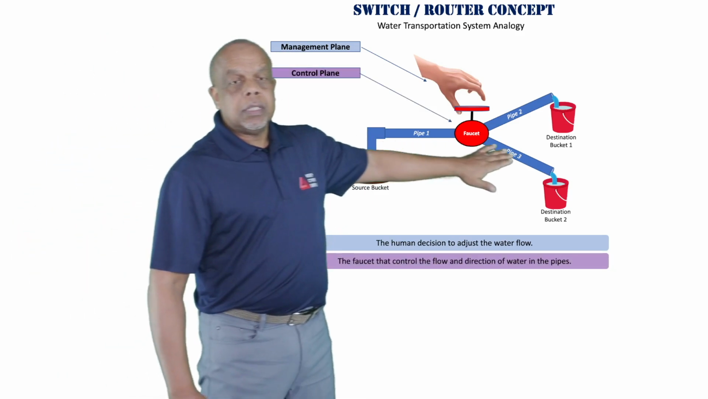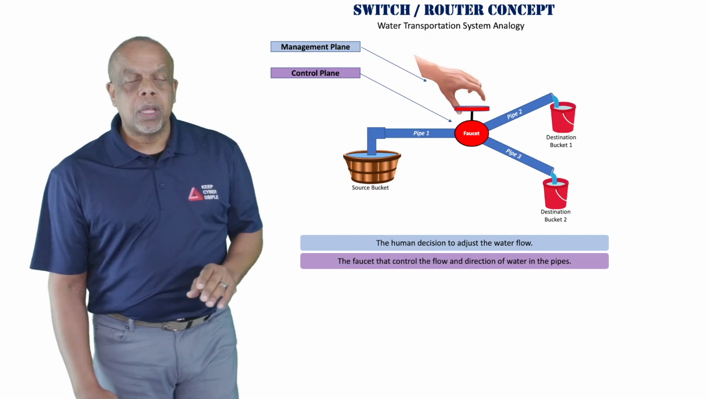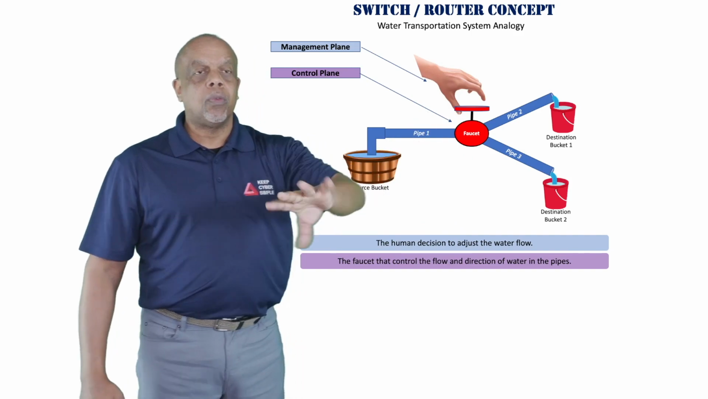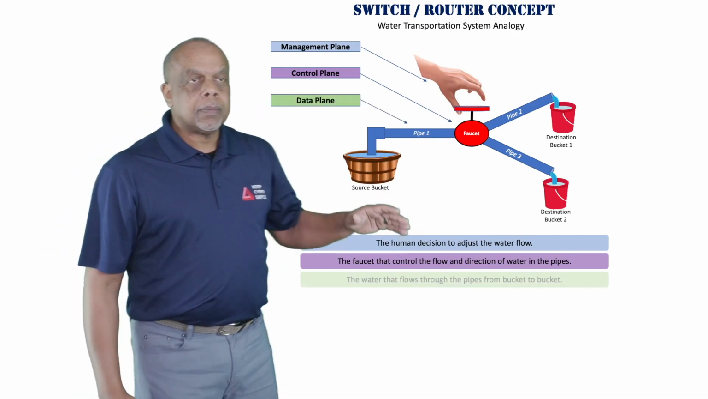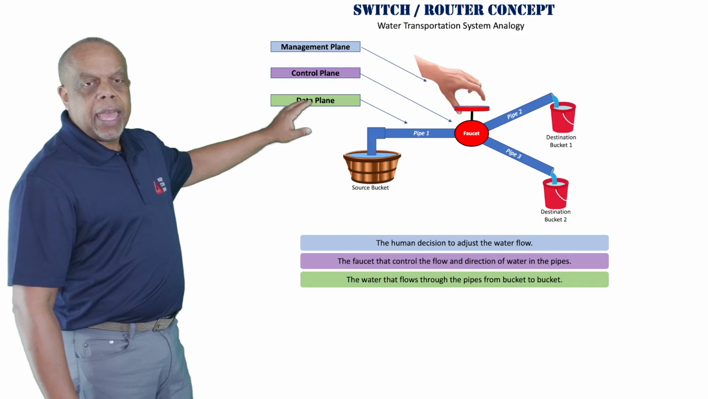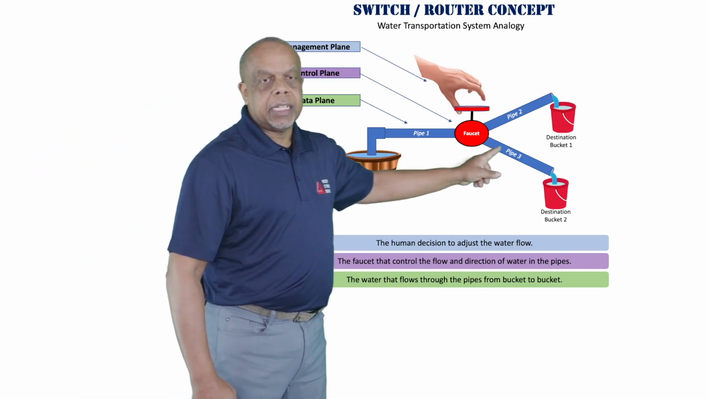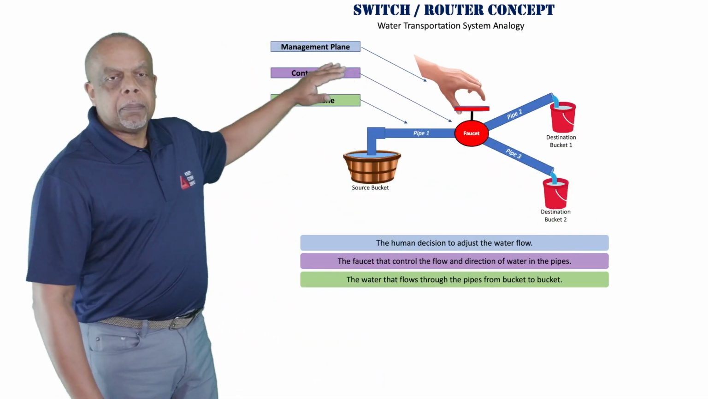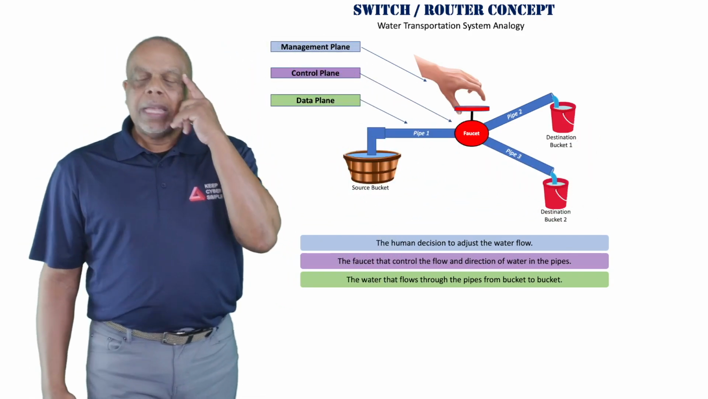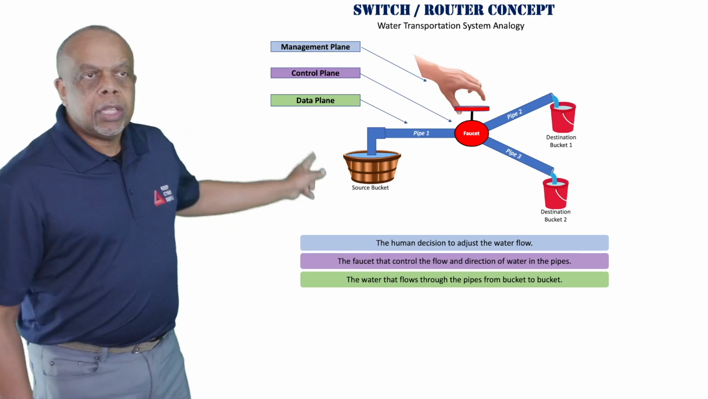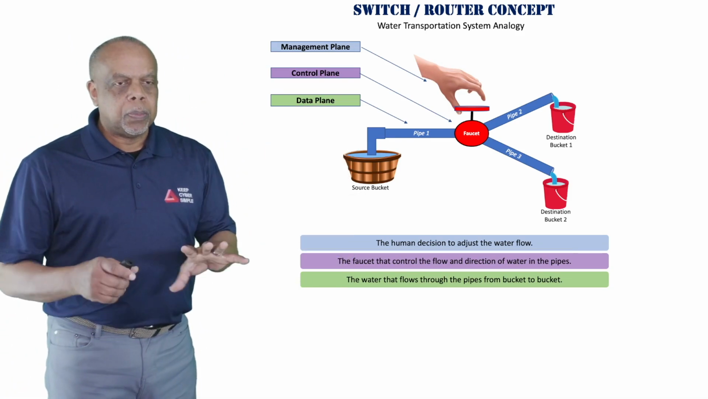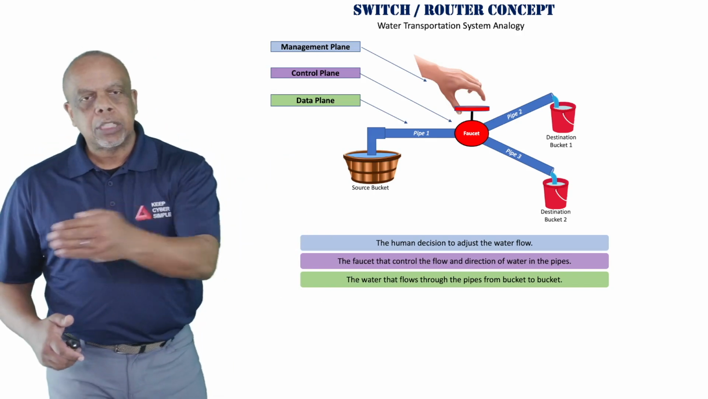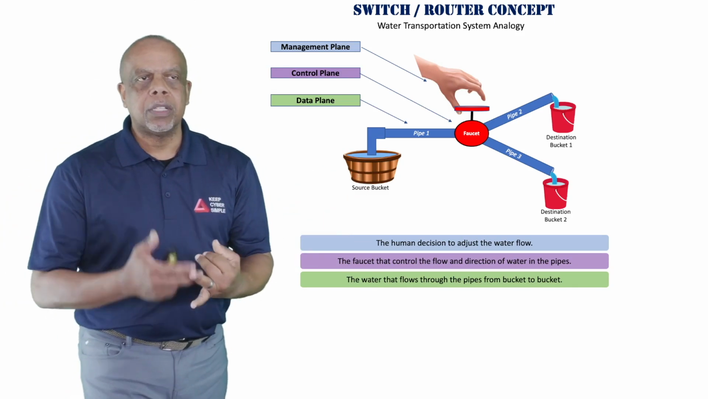Now, this faucet, that is our control. We're going to call it the control plane. That's what actually controls the flow and the direction of water within the pipes. And the data plane, this is the actual water itself that's flowing. That's the data. That's the actual stuff that's moving through the pipes. So we have 3 planes. A management plane, that's the decision-making piece. Somebody says we need to make a change. The control plane, that's where that decision is put into actuality. That's where we make the decision to turn the faucet. And the data plane is the actual water. Got it? 3 planes: management, control, data.